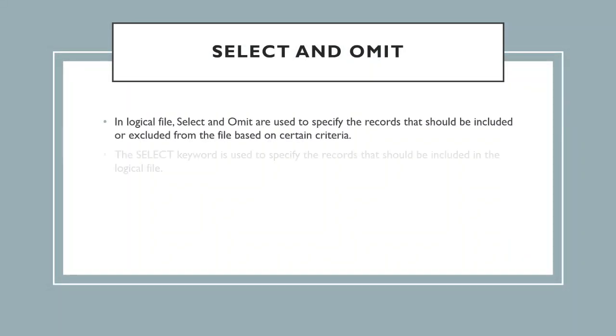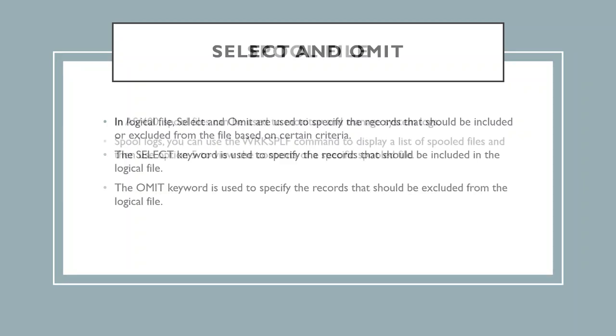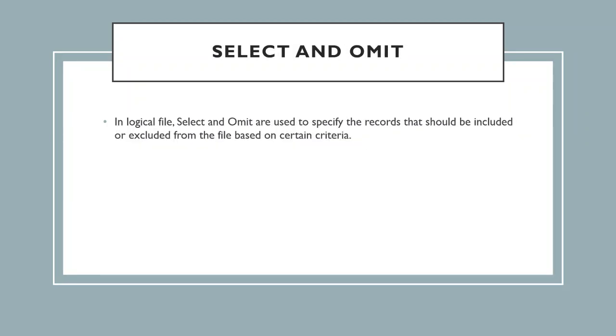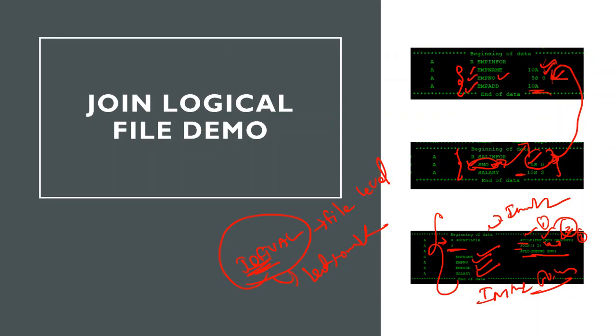Next, select and omit, we'll discuss it later. So now it is an inner join. The same syntax applies for a left outer join; you can define the EMP name, number, and address here also. The only difference is that at file level you have to mention the J default value, then it is the left outer join. We'll finish this join logical file, then go to select and omit and some other concepts.